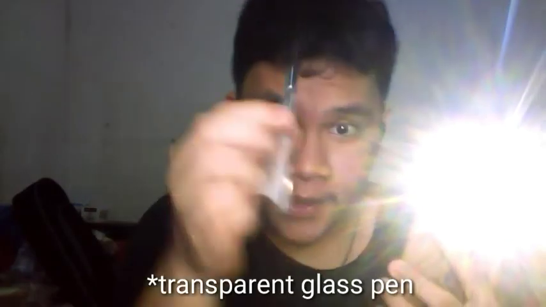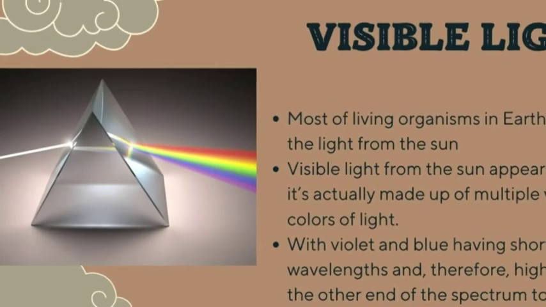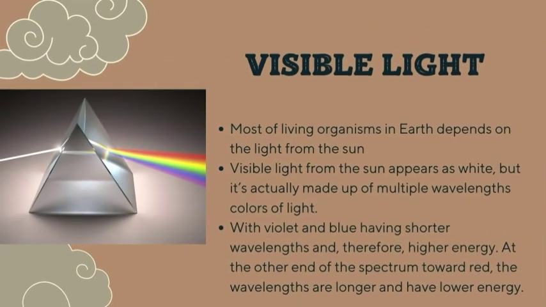A white light contains all the different colors, but you can only see these colors when the light passes through certain items like a prism, raindrops, or even a pen. It is because the different wavelengths of light are bent or dispersed at different angles as they pass through the prism. They spread out and form what we see as a rainbow, with the violet and blue having shorter wavelengths and therefore much higher energy. But at the end of the spectrum towards the red part, the wavelengths are longer, thus having lower energy.